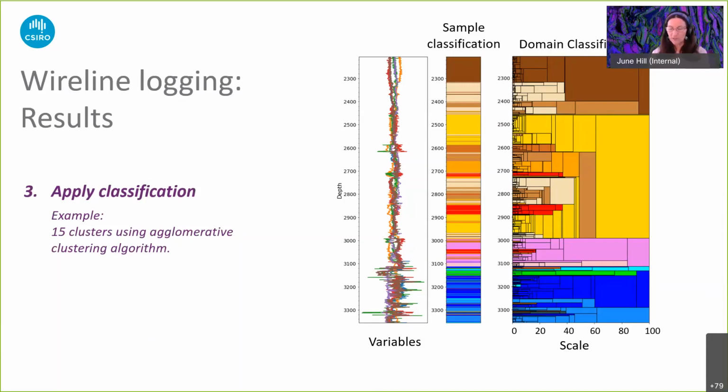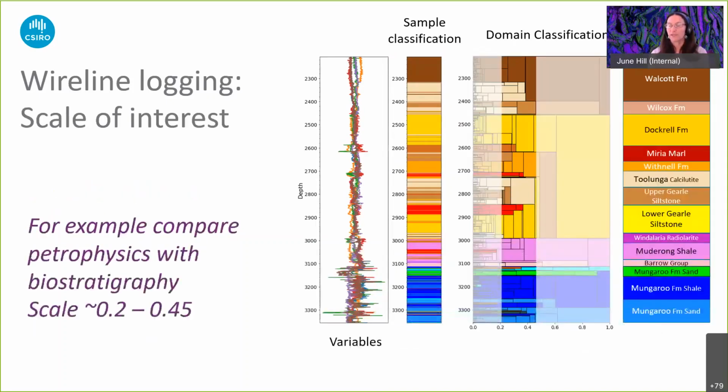So I'll give you an example of selecting scale. We've actually got a biostratigraphy log for this drill hole, and I've plotted it up here, and I've tried to correspond the colors so it makes it a bit easier for the visual comparison. If we wanted to compare how the biostratigraphy compares to the petrophysics, then we select the scale which is most similar, and that's around about 0.2 to 0.45. Sorry, I realize I've just changed the x-axis scale from 0 to 100 to 0 to 1, but anyway, it's the same thing. You can just rescale it.